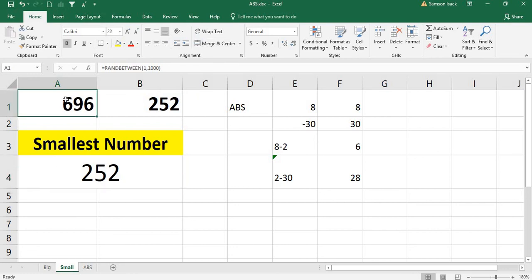So this is the way you can start using the ABS function, and you can work on trick formulas like this in your Excel sheet. Hope my video is helpful to you.